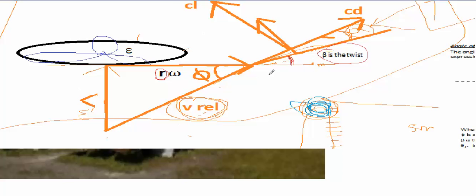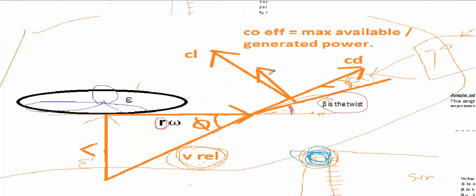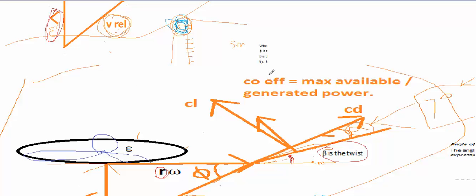Now you would ask a question. What is the base on which the twist is designed? Now the answer is, when we select a wind turbine, we select a location and we select the tip speed ratio at which we want the wind turbine to be operated.